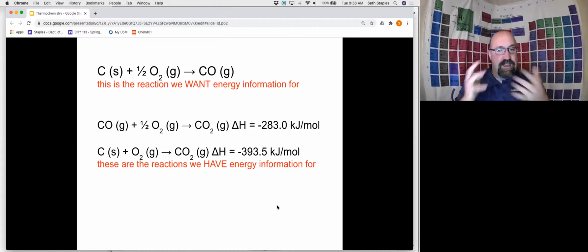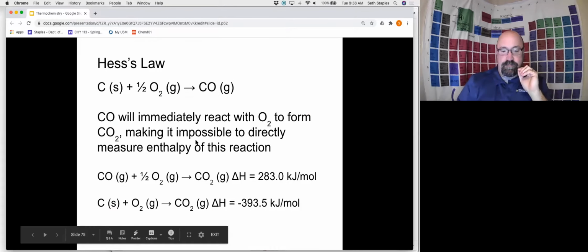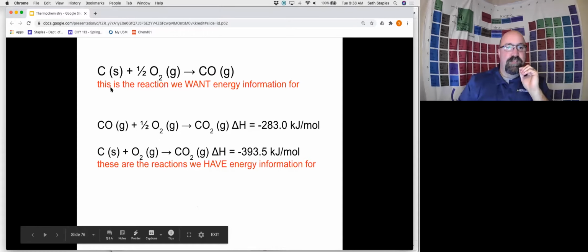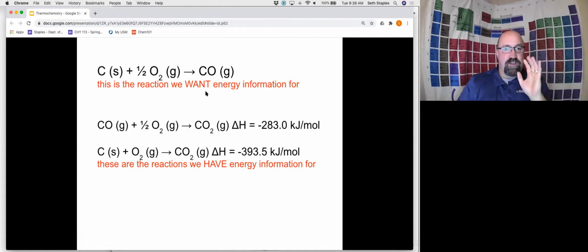And so to just recap, this is the reaction that we want our energy information for: carbon plus half O2 gives us carbon monoxide. The reactions that we have energy information for, though, are carbon monoxide plus half O2 to give us CO2, and also carbon plus O2 gives us CO2. So we have the information for those reactions.